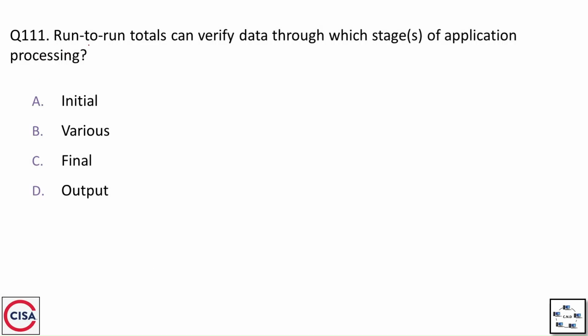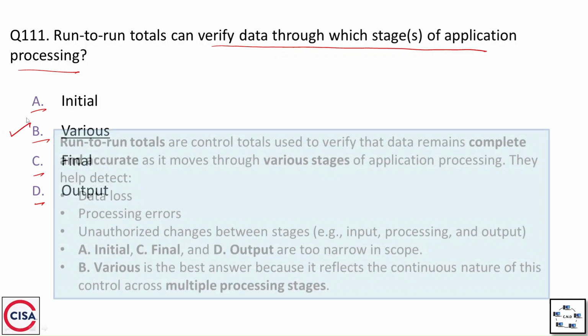Question number 111. Run-to-run totals can verify data through which stages of application processing? Option A, initial. Option B, various. Option C, final. And option D, output. And the correct option is option B, various.